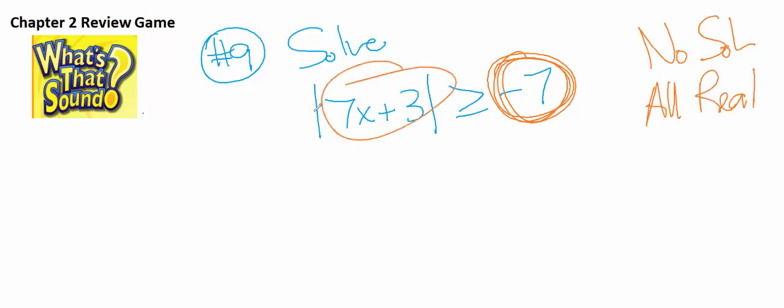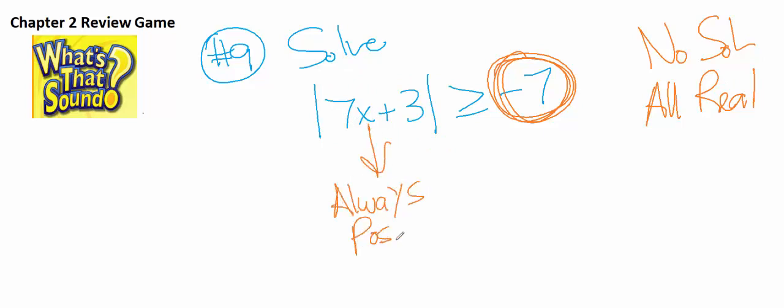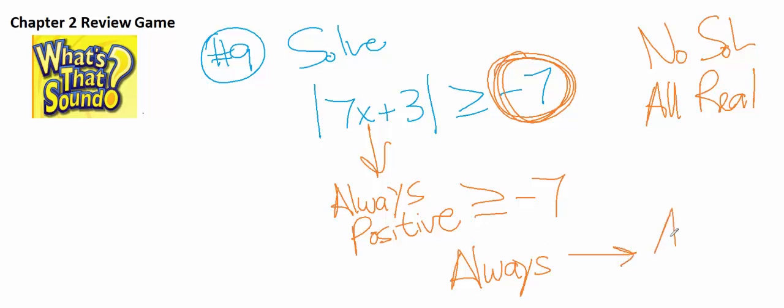Let's take a look. We know that the number coming out of an absolute value will always be positive. Always positive. So no matter what happens, I can put negative 1,000 in for x, and it doesn't matter. The number is going to come out positive. So it's always going to be positive, and we want to know when is a positive number going to be greater than or equal to negative 7. Well, a positive number will always be greater than or equal to negative 7. Always. And so therefore, our answer should be all real numbers.